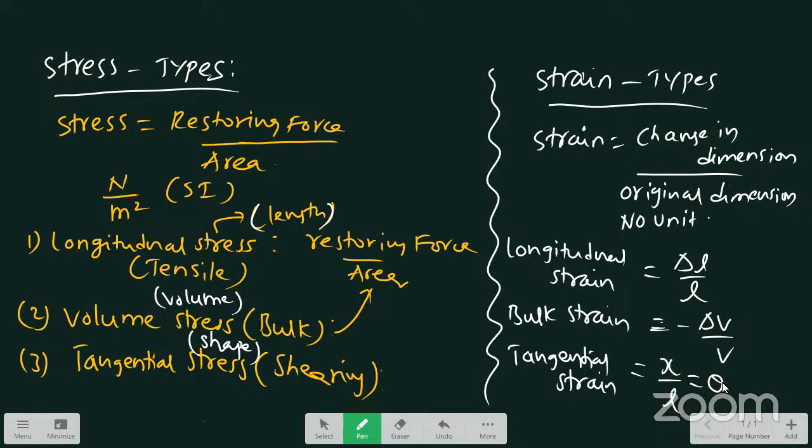Longitudinal strain is the ratio between change in the length with respect to original length. Bulk strain is the ratio between change in the volume with respect to original volume. What is the tangential strain? See, I'm drawing one diagram. You take this original length L of layers. When we apply force like this, there is a slight variation coming, like this.